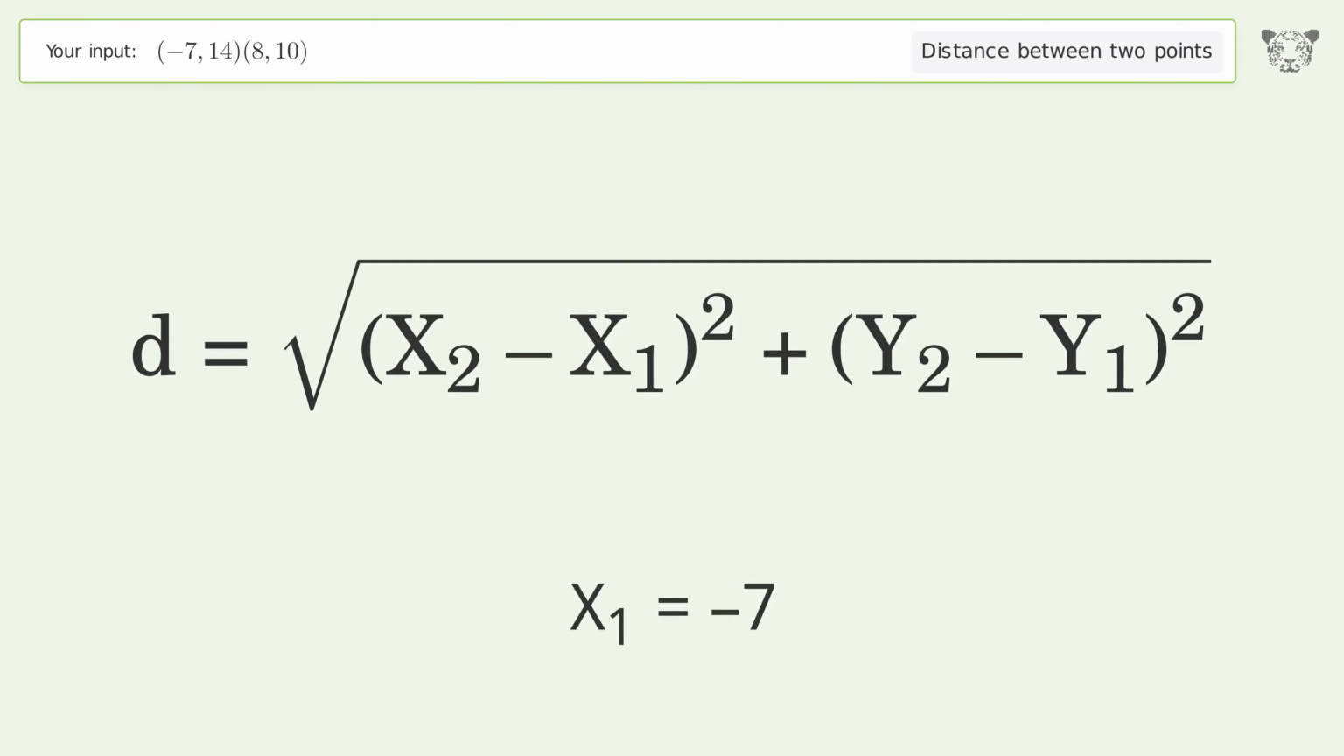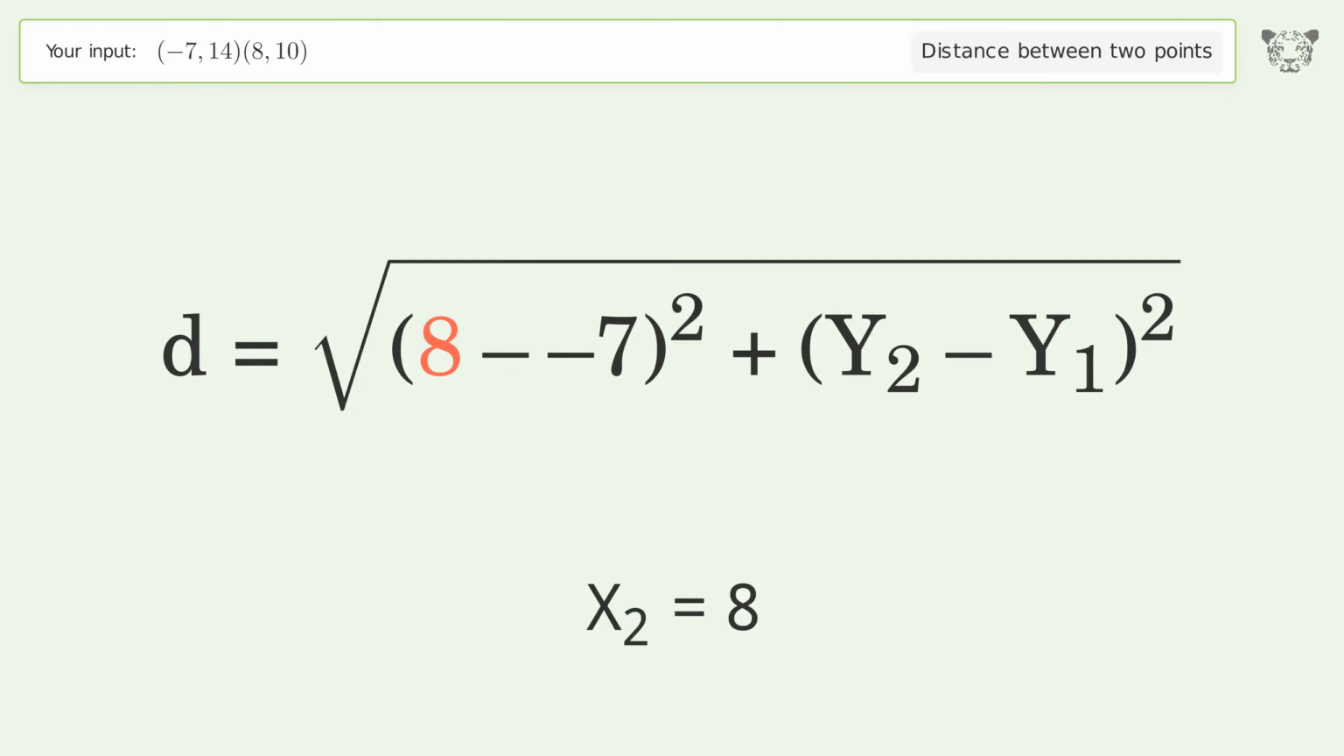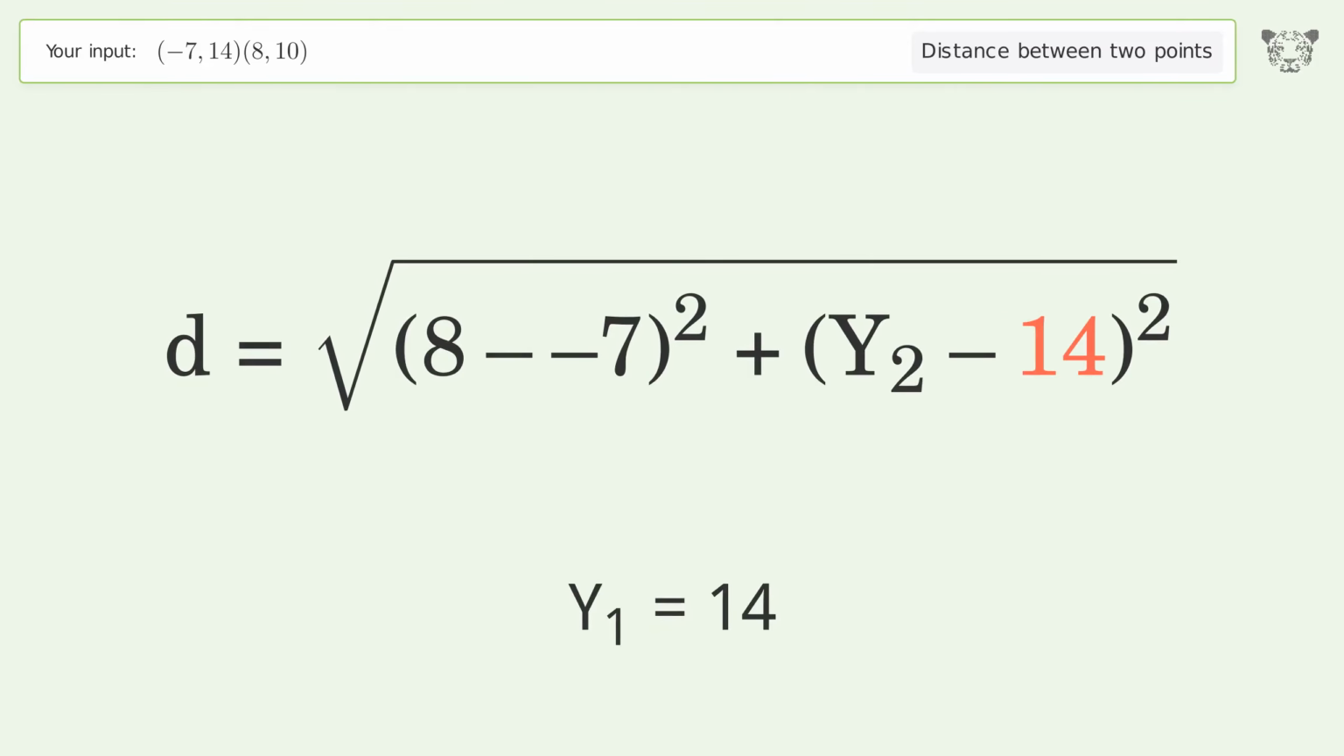x1 equals -7. x2 equals 8. y1 equals 14. y2 equals 10.